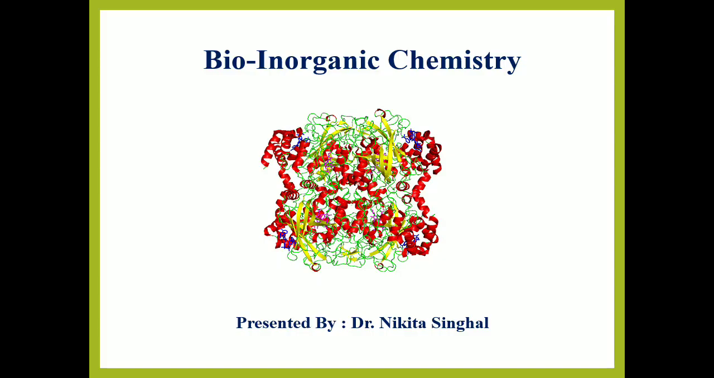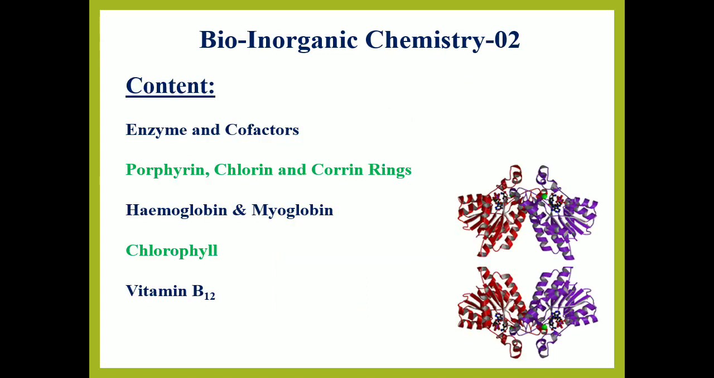Today I'm going to start the second part of bioinorganic chemistry. In the first part, we discussed what bioinorganic chemistry is and the role of some specific metal ions in biological systems. In today's presentation, I will cover enzymes and cofactors, different macrocyclic rings, and the structure and function of hemoglobin, myoglobin, chlorophyll and vitamin B12.